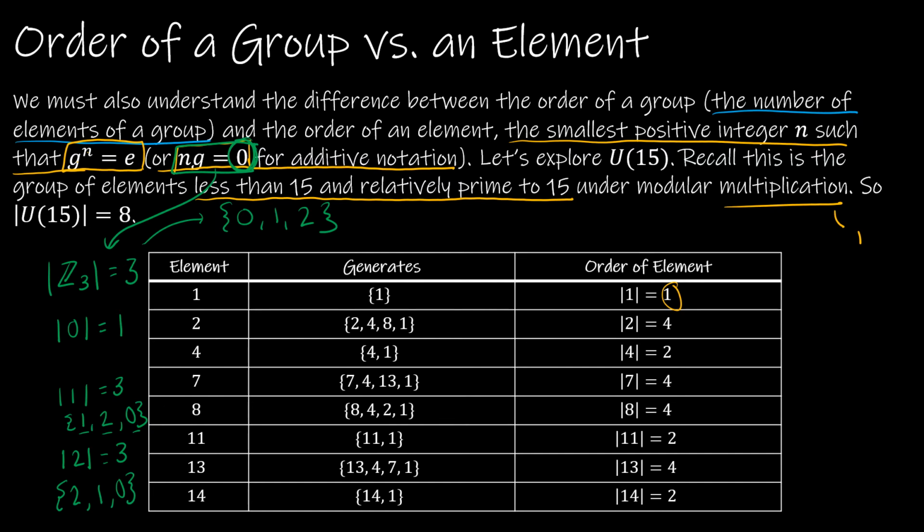So, sorry, I should have pointed out, the order of the group is 8 because there are 8 elements in U15. Now we're going to look at each element and their orders. So the order of 1 is 1.